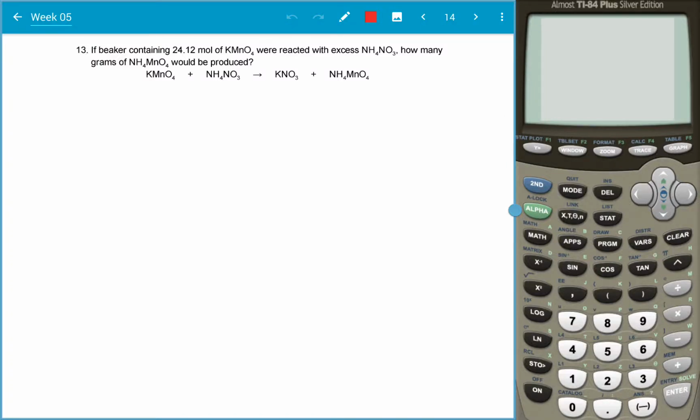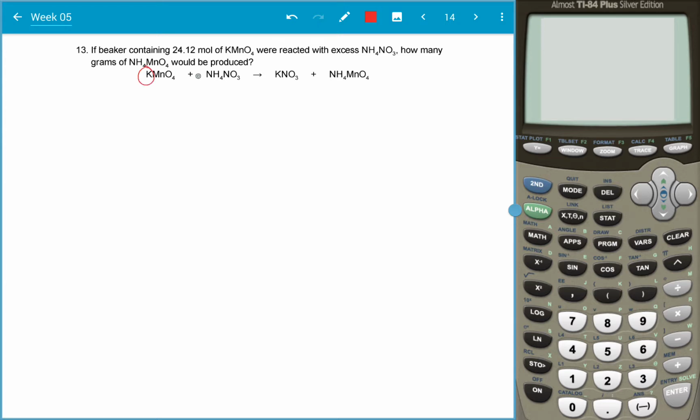If a beaker containing 24.12 moles of potassium permanganate were reacted with excess ammonium nitrate, how many grams of ammonium permanganate would be produced? The first thing I see in this problem is that we have a reaction, and I want to make sure that I check to see that that is actually a balanced reaction.